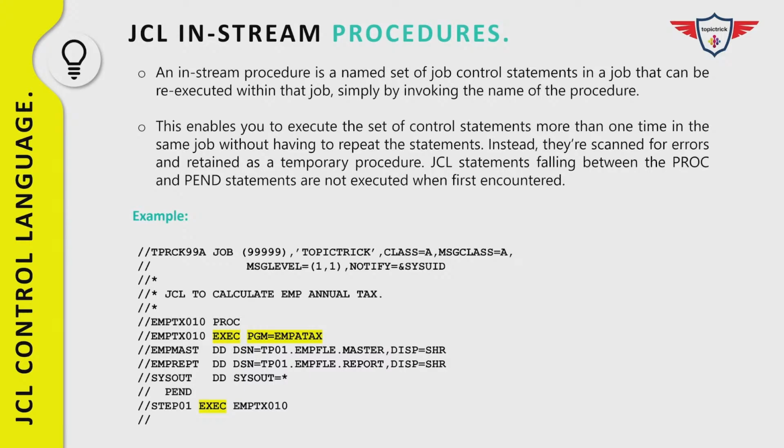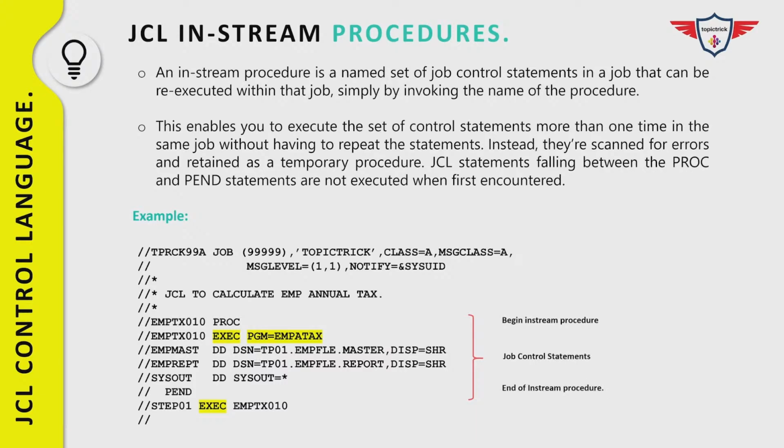So here's a sample JCL that includes an in-stream proc, and I would be invoking this in-stream proc within the JCL itself. So let me quickly walk you through the sample JCL. The first two lines are a job card, and we have discussed in our previous slides how to write a job card. The next three lines are a comment, and it is always recommended that you include a precise description of what this JCL is actually doing. So in this case, I've included a short description that says JCL to calculate employee annual tax.